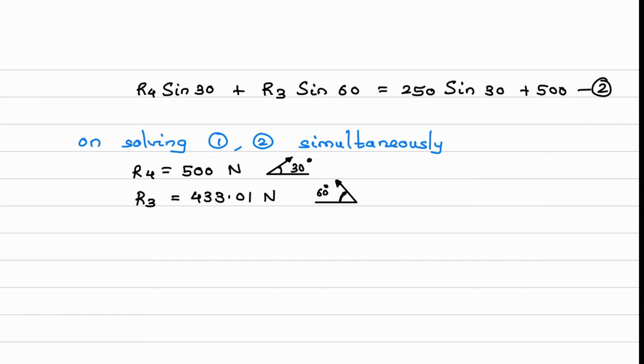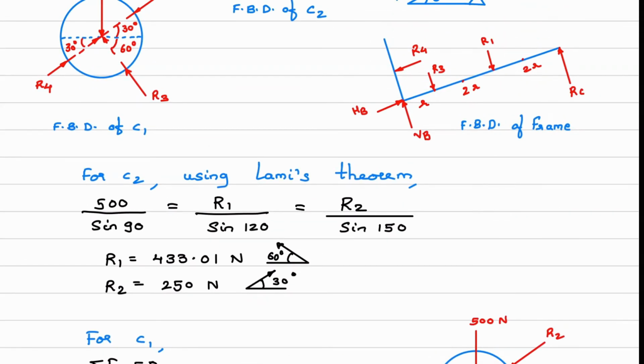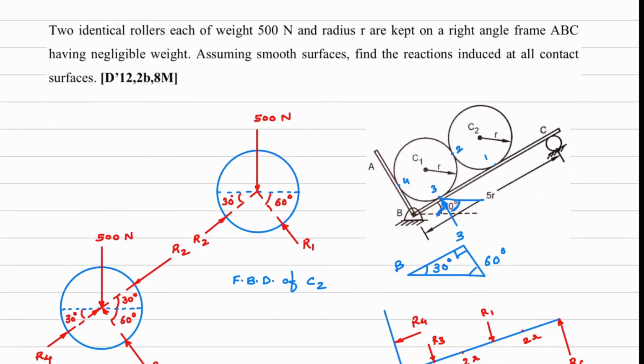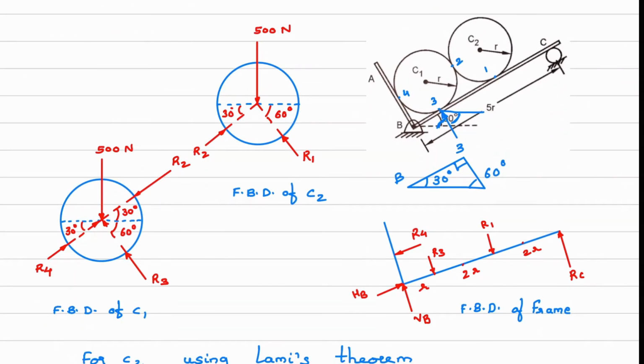Okay, so we have calculated R4 and R3 and here we have calculated R1 and R2. Now what is remaining? So basically if you see the diagram over here, R4, R3, R2 over here and R1 we have calculated. Now if you consider this FBD of frame, for this frame we have R4, R3, R1. What are the unknowns in case of frame? HB is unknown, VB is unknown, and RC is unknown.